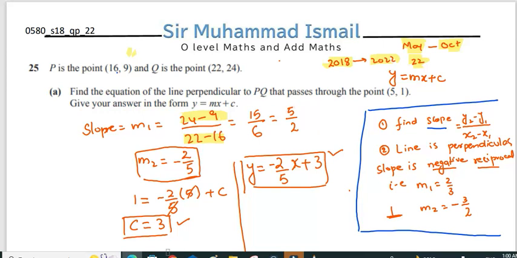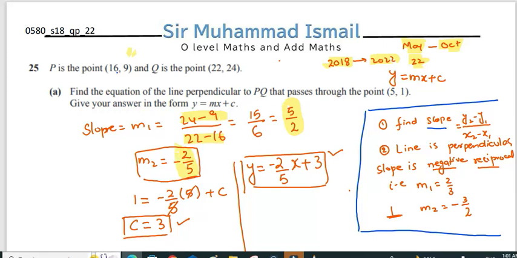This is the slope of the first line. Now, by the way, if you are interested in the second line, which is perpendicular to the first line, what you need to do is reciprocate this and put a negative sign. That's it. This is what I have done over here, right?